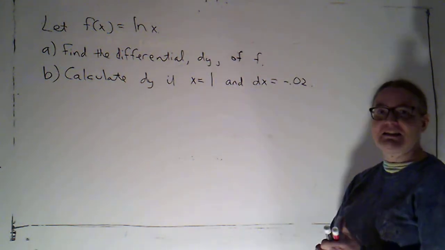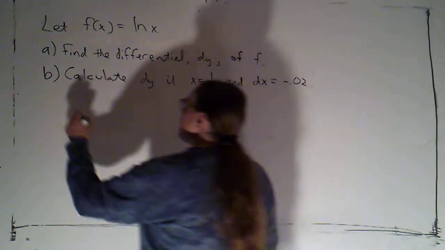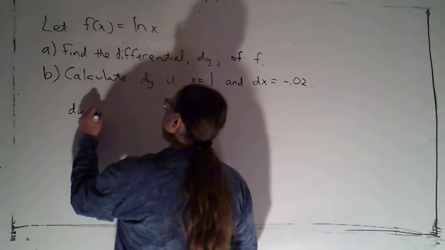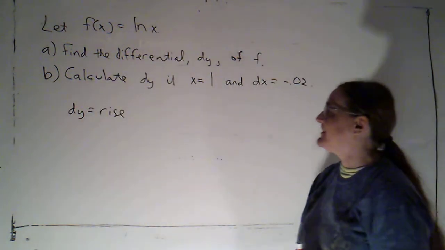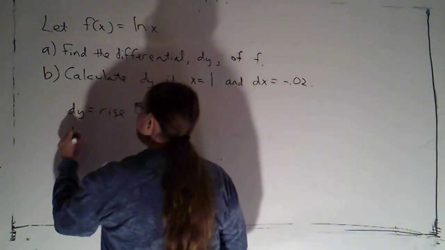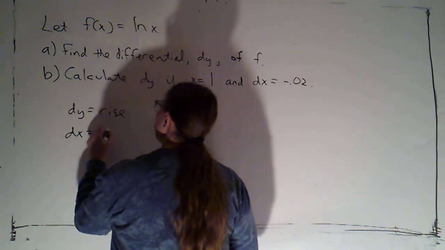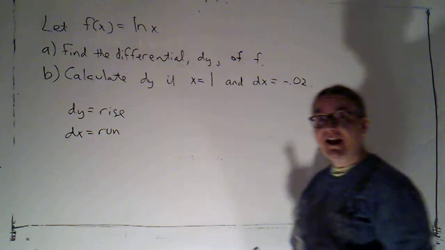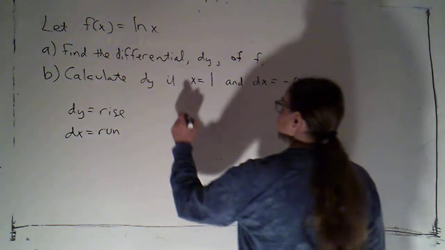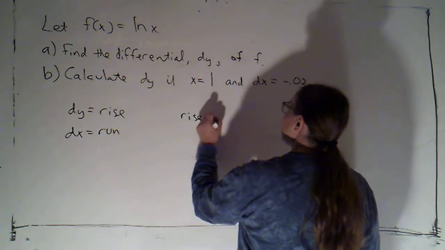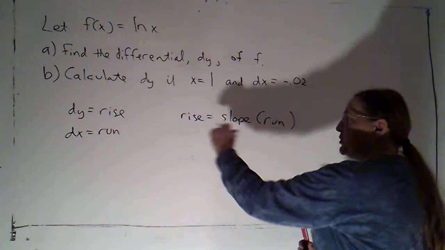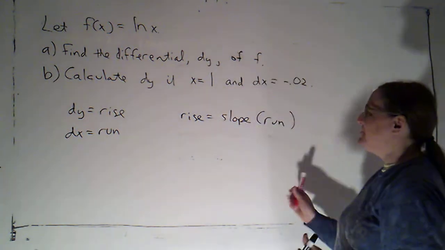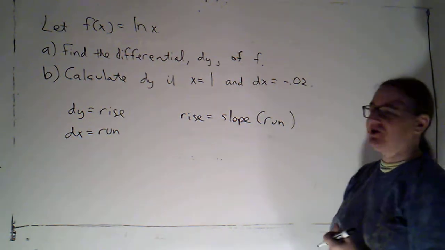Since it's not asking me to evaluate it at a point, that's asking me to find a formula for calculating dy. Remember, we're thinking of dy as a variable representing the rise, or the vertical change between points on the tangent line. Dx we're thinking of as a variable representing the run, and we know the relationship between these things. I know that rise is just slope times run. So it's a familiar concept with some new vocabulary and some new notation.